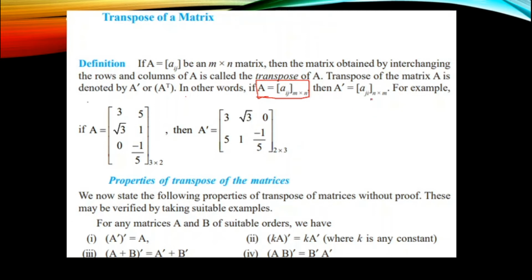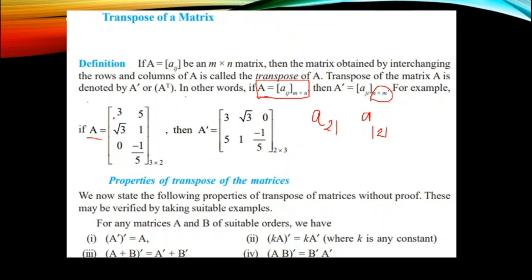What will happen when you transpose? Order will change, and the element of A21 will get interchanged to A12. Clear? Let's see. When we go for an example, we'll understand well. Okay. So here's an example. Here's a matrix A, 3, 5, root 3, 1, 0, minus 1 by 3.